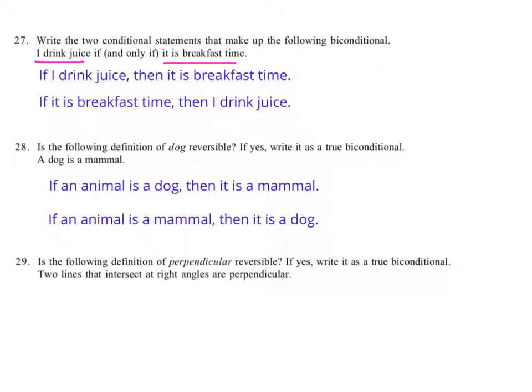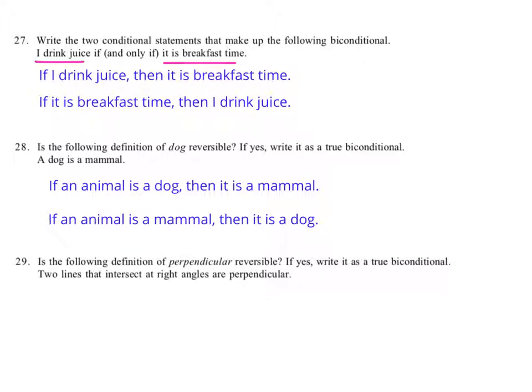Is the following definition of perpendicular reversible? If it is, yes, write it as true biconditional. Two lines that intersect at right angles are perpendicular. So you could say, and I'll just say it out. Okay. If two lines intersect at right angles, then they are perpendicular. That's true. That's what perpendicular means. And what about the converse of that? If two lines are perpendicular, then they intersect at right angles. Yeah, that's also true. Cool.